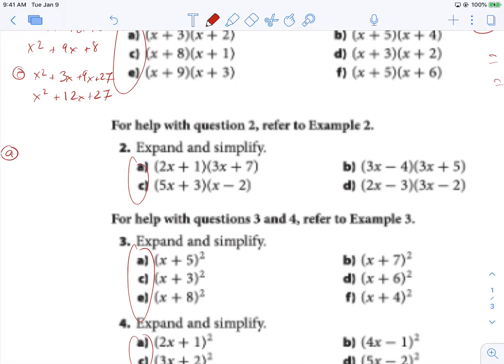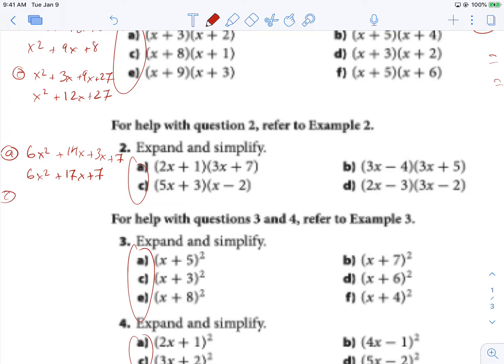so let's take a look at 2a. We're going to do our first, 2x times 3x. First you multiply the numbers, so 2 times 3 is 6. Then you multiply the x's. X times x is x squared. And then we go outside, so multiply the numbers here. Plus 7 times 2, which is 14x. Plus 3 times 1, which is 3x. Plus last, which is 7. So we get 6x squared plus 17x plus 7.